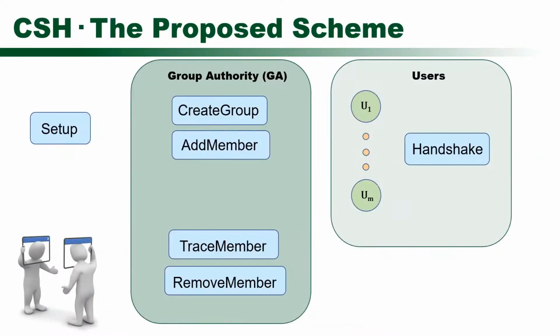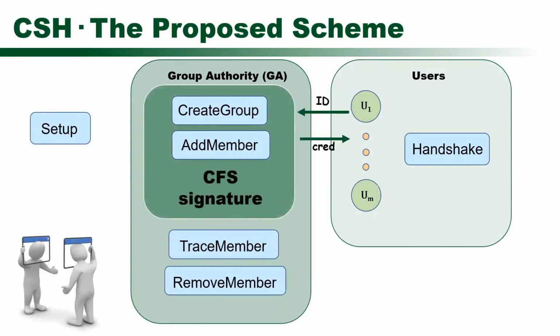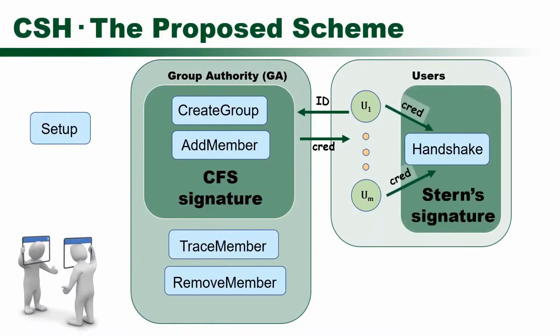Before describing the concrete CSH scheme, let's see the basic idea first. We know that Stern's protocol can prove one has a secret vector with low weight, while the output of a CFS signature is such a vector with low weight. Intuitively, we can use a CFS signature to sign a user's ID into a low-weight vector as the user's credential, and then, in the handshake protocol, the users can use Stern's protocol to verify their identity.